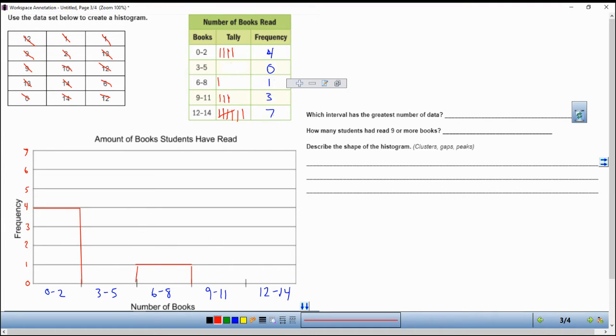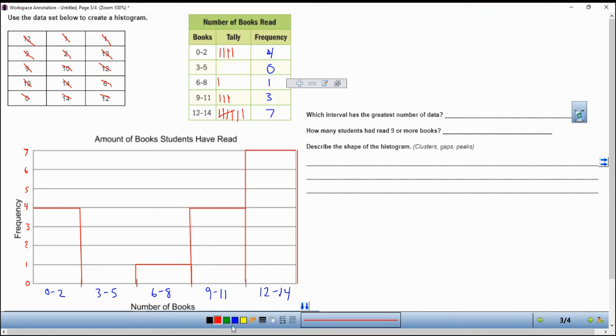That part of the bar is not very straight. Only one person read 6 to 8 books, and then 9 to 11 is 3 books. It's harder to do. I wish I had a ruler, or could use a ruler, but okay. And then last but not least, 12 to 14 had the highest frequency. That's going to be 7, so it goes all the way up to the top. Okay, so there's our lovely histogram.